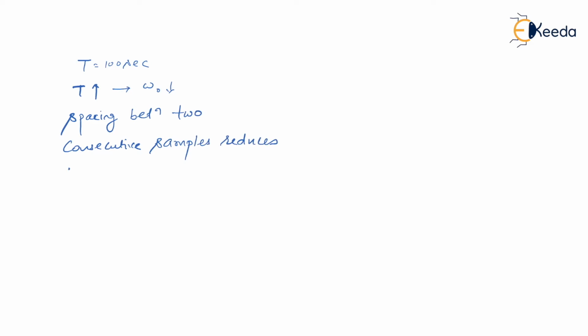So imagine, what if I make T equal to 100 seconds? It means again T is increased. If T is increased, again omega naught reduces. If omega naught reduces, we know that again the spacing between two consecutive samples also reduces. So this is what I have written. If T increases, omega naught reduces. Omega naught reduces means the spacing between two consecutive samples reduces in the frequency spectrum.